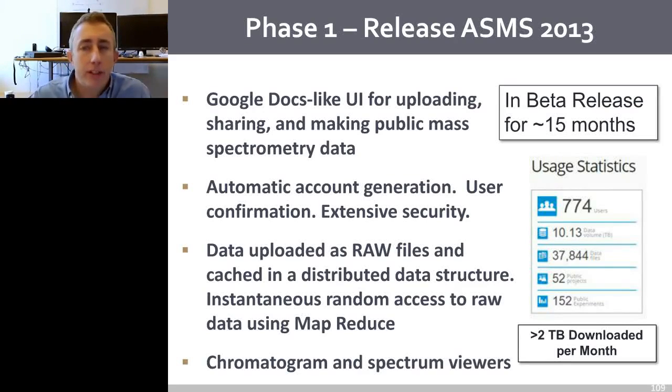About 15 months ago, we released this initial Chorus project. It has a user interface for uploading, sharing, and making mass spectrometry data public. We now have quite a bit over 800 users, about 11 terabytes. This is a little bit outdated. The data files are stored in a very unique distributed data structure that allows us to instantaneously access individual raw data using a sort of massively parallel compute infrastructure. We have a lot of basic chromatogram and spectrum viewers.